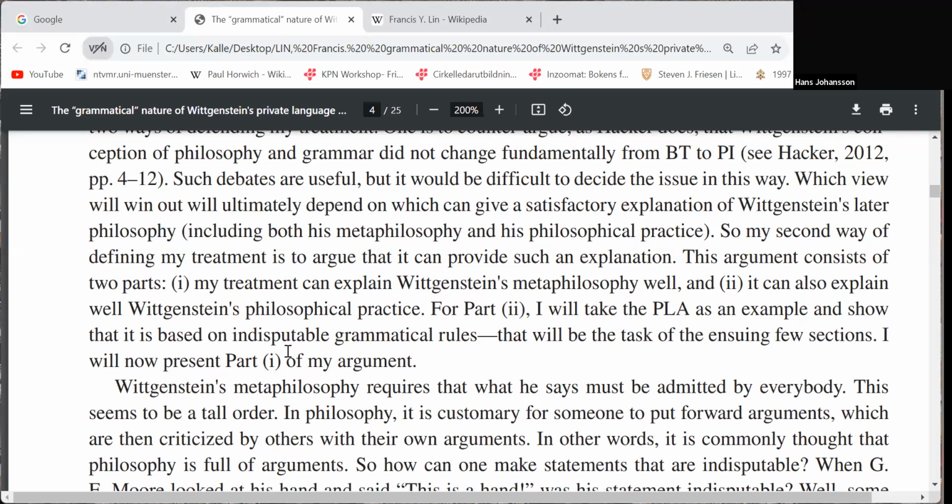So my second way of defending my treatment is to argue that it can provide such an explanation. First, it can explain Wittgenstein's meta-philosophy well. And second, it can also explain well Wittgenstein's philosophical practice.